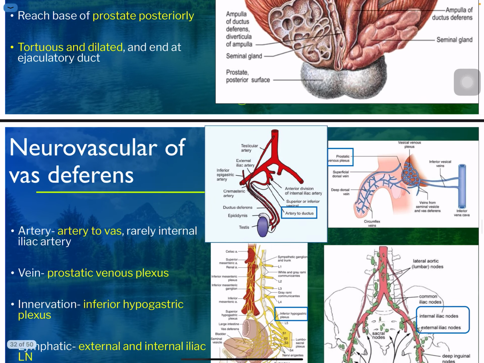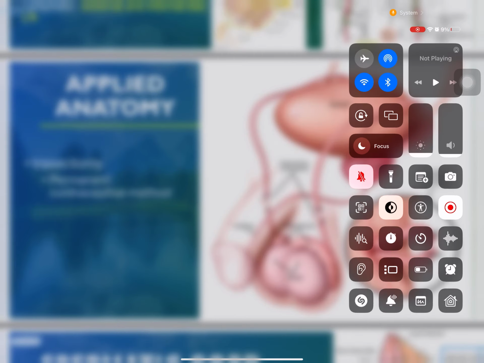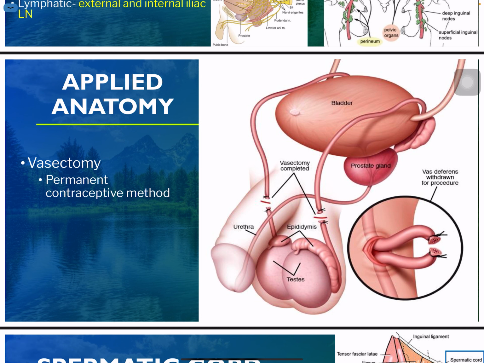is a prominent and one of the most effective methods of contraception. Spermatic cord. Okay, this is the spermatic cord. It begins at the deep inguinal ring.